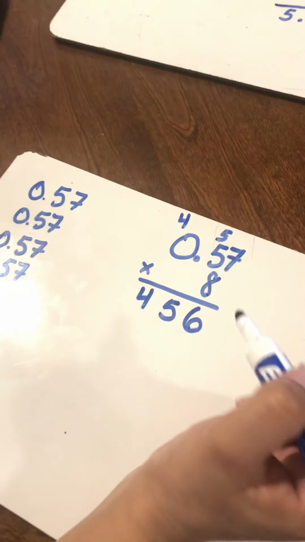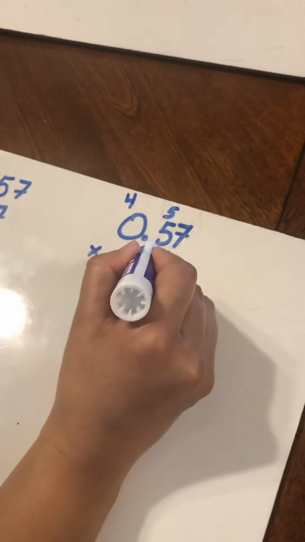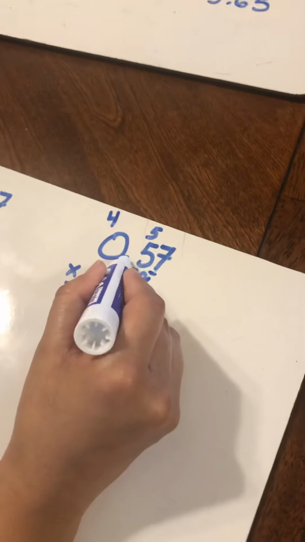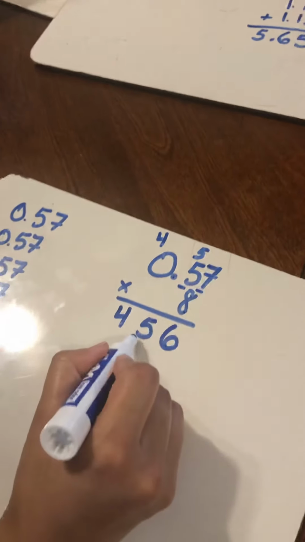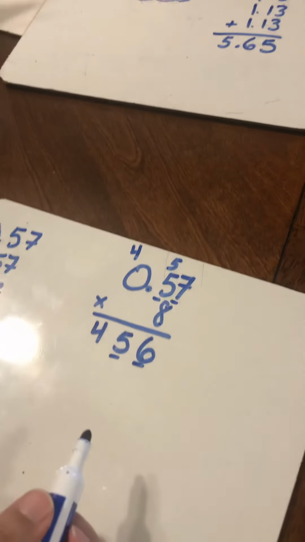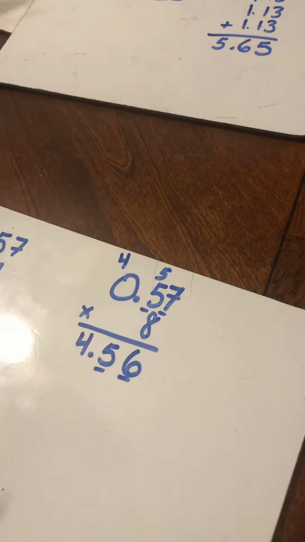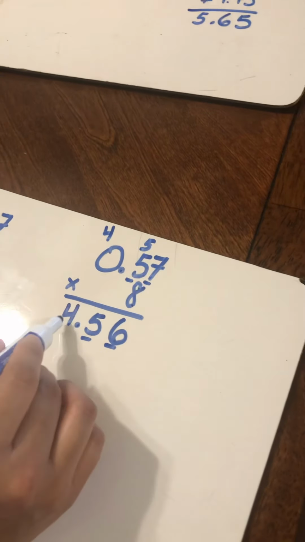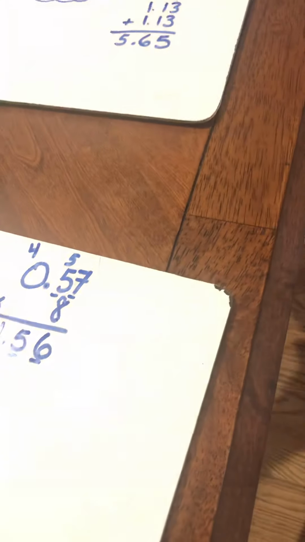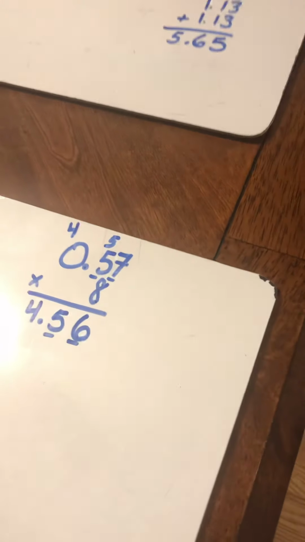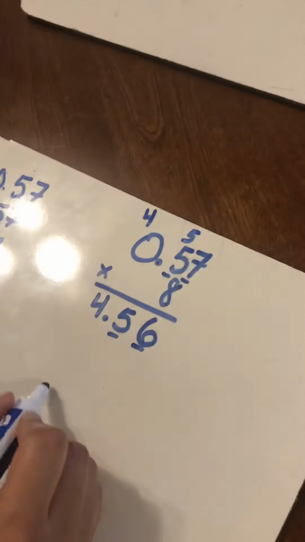456. And now I'm gonna put my decimal point. So I have 2 places after my decimal point, so I have to leave 2 spaces after the decimal point in my answer. So that means the decimal point is gonna go there. So he spent $4.56, but the question says that he paid with a $5 bill. So how much is his change?